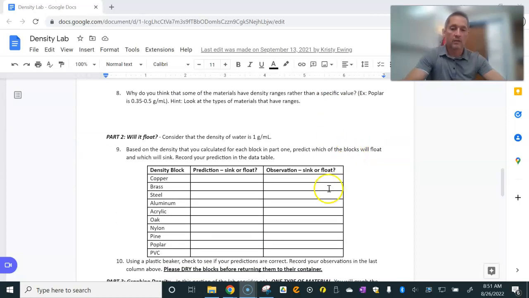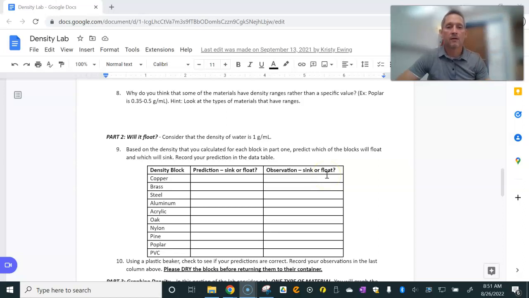Part 2, you need to get a plastic beaker. Now it needs to be plastic because the glass ones could break while we're doing this. Each lab station in the 3rd drawer has a plastic beaker. Fill it up halfway with water, and then you're going to drop each cube one at a time.